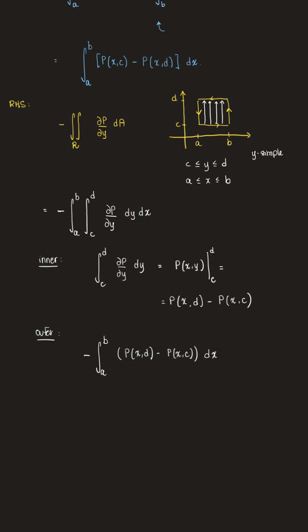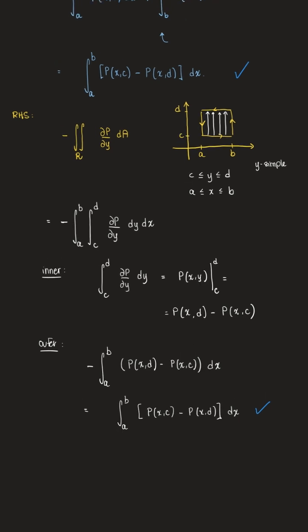But because of the negative on the outside, I'm going to rewrite this as the integral from a to b and change the order here so that we have P of x, c minus P of x, d dx. And you might notice that this integral is the same as the one we ended with when we worked on the left-hand side of the line integral.